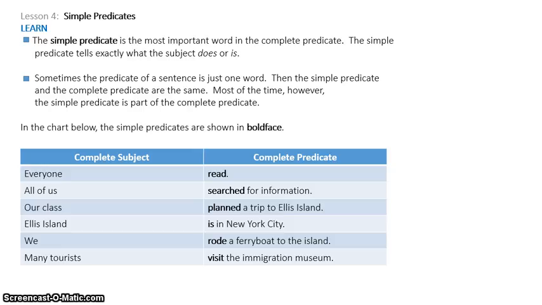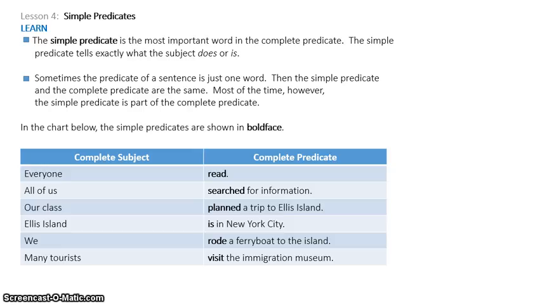So let's look at the next one. It says all of us is the complete subject. Complete predicate, search for information. Now the complete predicate, search for information, you'll look inside of that. You find the simple predicate or the verb, which is searched. Now, in that case, all of us is going to be the complete subject, and they've divided it into two parts.